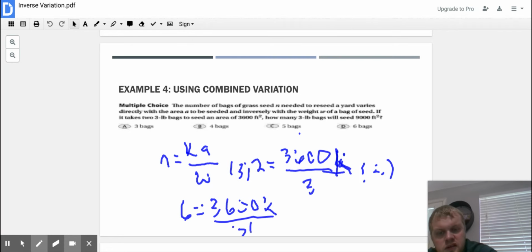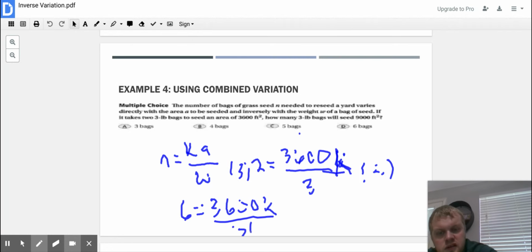Now, going back here, I've got a second page here. So if we continue this, remember, we are trying to find not what the constant is, but how many 3-pound bags will seed 9,000 feet. So if that's the case, if I go back to the equation that we had, remember, here was our equation, N equals KA over W. Again, we now know what our constant is going to be. Remember, that constant is 1 over 600.